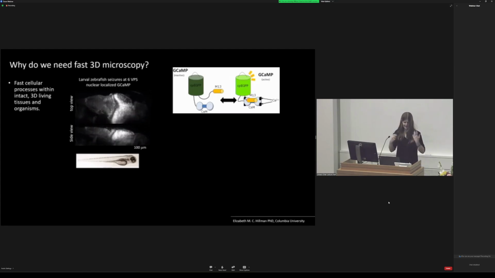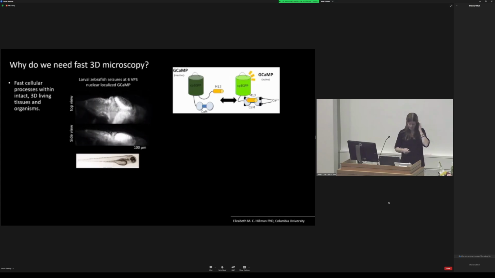So why do we need it? Because we want to be able to see fast cellular processes within intact 3D tissues and organisms, right? Tissues that are not intact don't tend to be terribly alive, right? And almost everything that's alive is 3D. So if we really want to actually understand what's going on in an organism, we really need to be able to capture these things. And this is a good example.